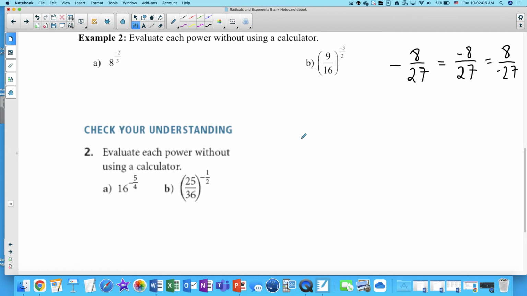Personally, I tend to deal with the fact that the exponent is negative first. Okay, so I would take this and I would write it as 1 over 8 to the 2/3.